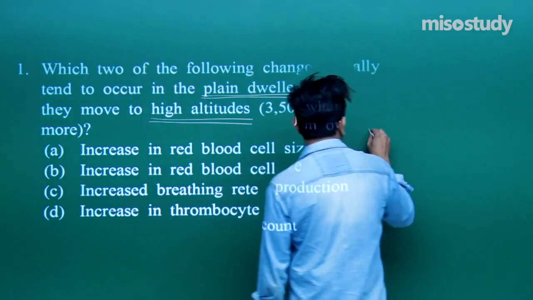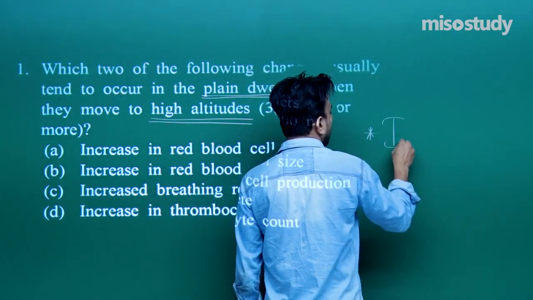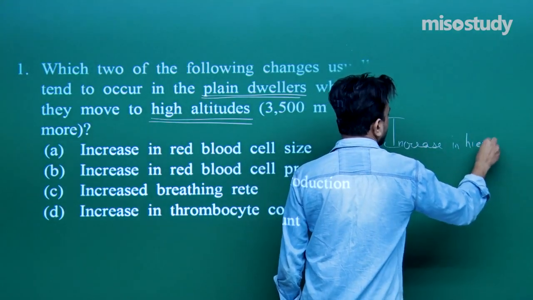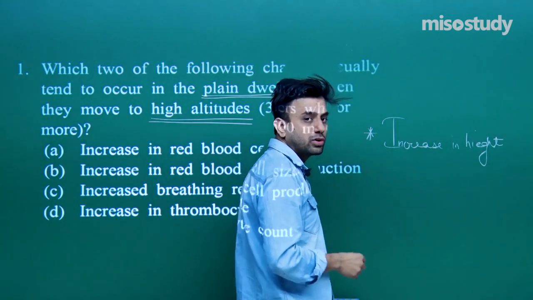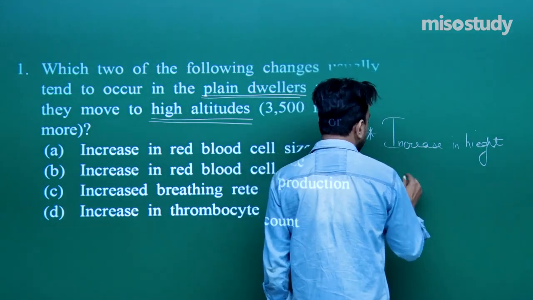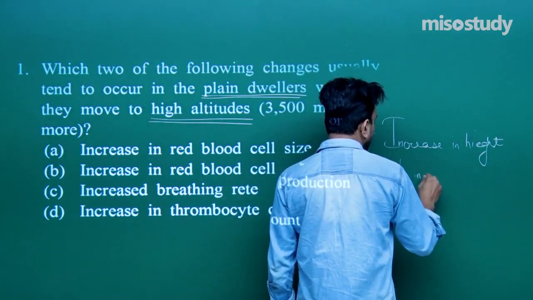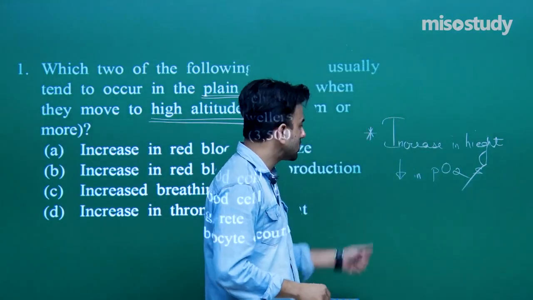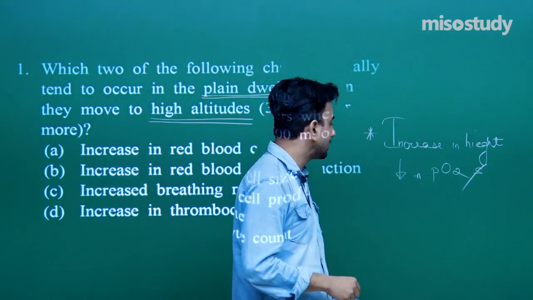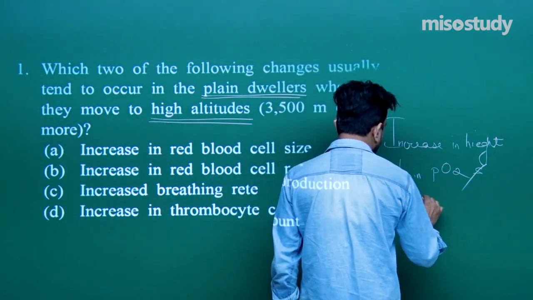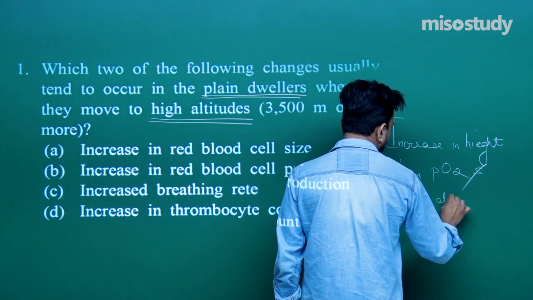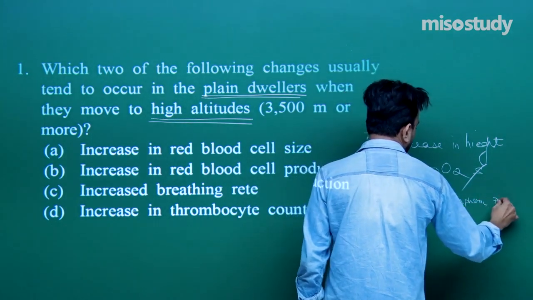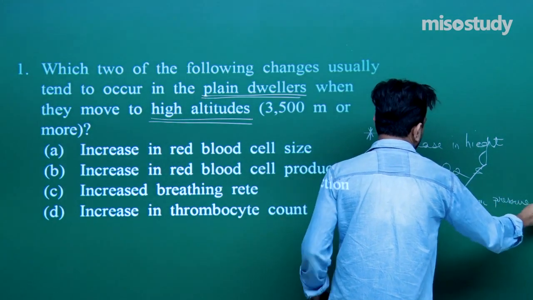See, whenever there is an increase in height, or when you go upstairs, there will be a decrease in the partial pressure of oxygen, and along with that there will be a decrease in atmospheric pressure.